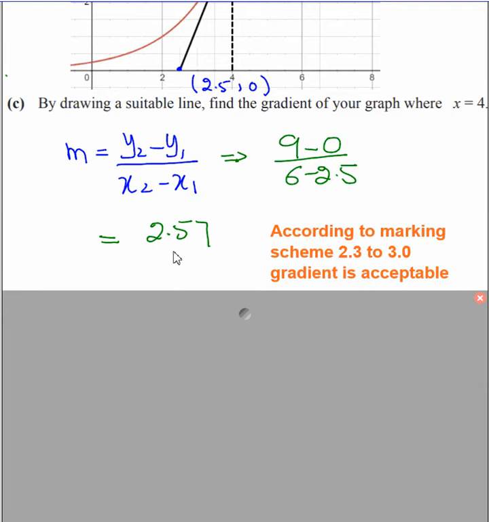And I got this answer. In the marking key, there was a range of answers given which was acceptable. It was from 2.3 to 3.0. So you see a big range, not just one answer is acceptable.